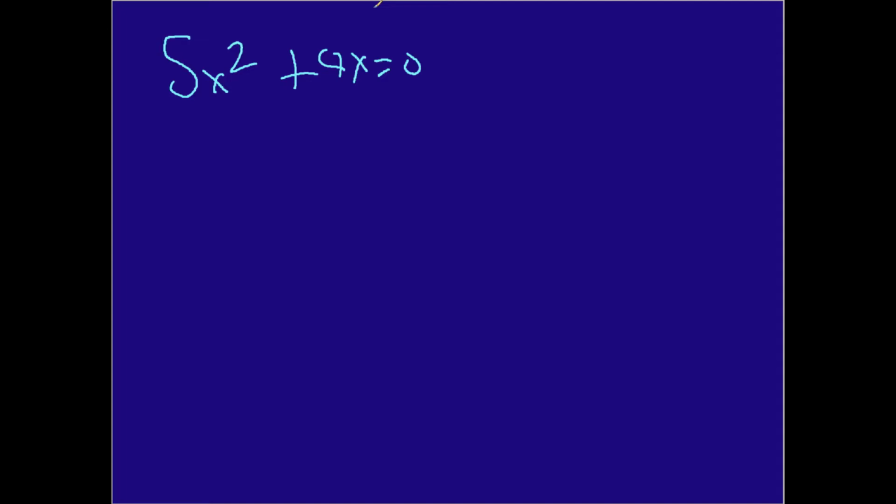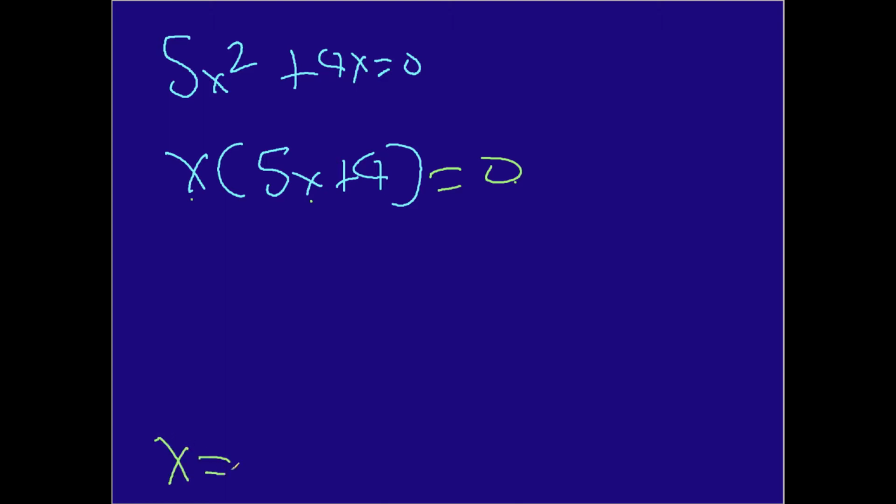Now I can factor some things out here, so I'm going to factor out the x. Can I do that? Yes, I can. So I end up with x outside and 5x plus 4. Just looking at this, I can already tell what one of my solutions is going to be. One of my solutions will be 0, because if I put a 0 here, I will get 0 here. So without going through all the steps, one of my answers is x equals 0.